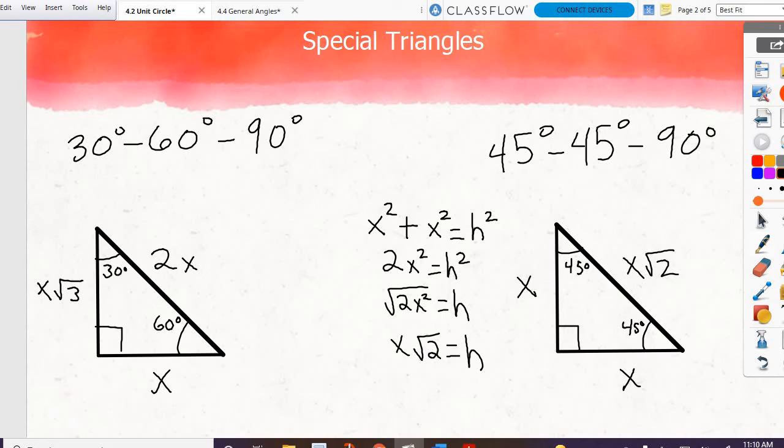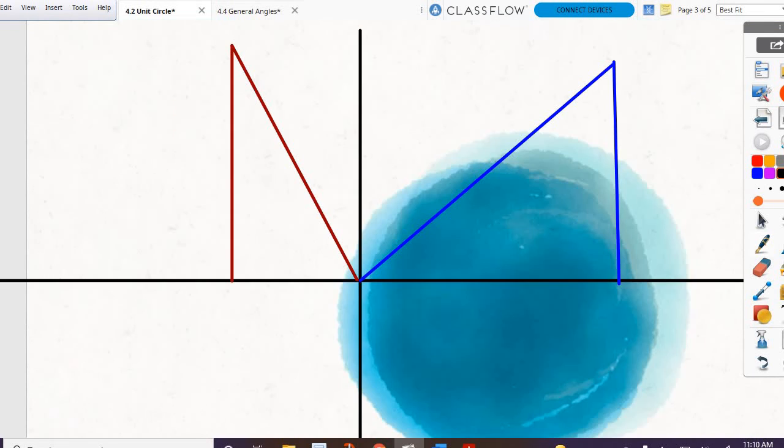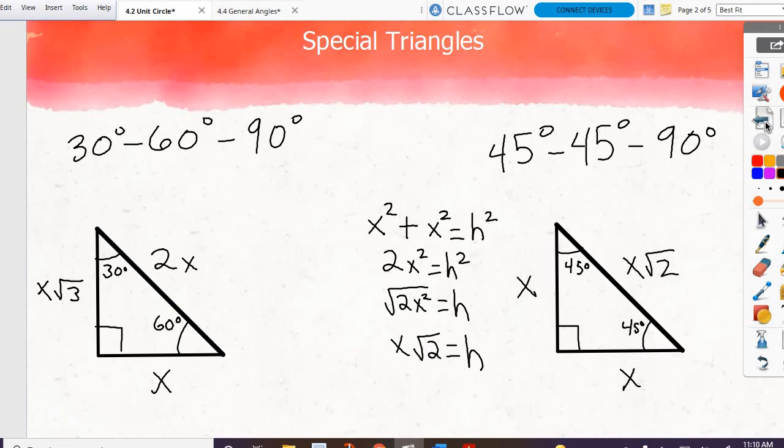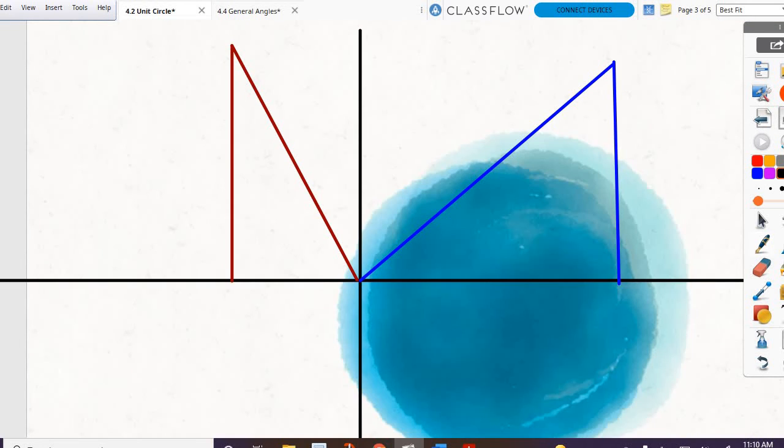We all with me? And we need to remember these because we're going to have to use it on our next thing. Again, we found sine, cosine, and tangent for some of our angles that were just general ones. Now we want to find or remind ourselves of what they are for these specific angles.